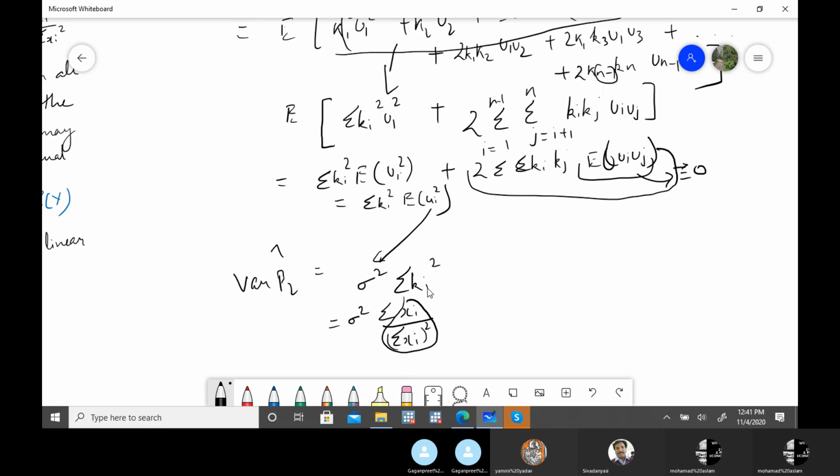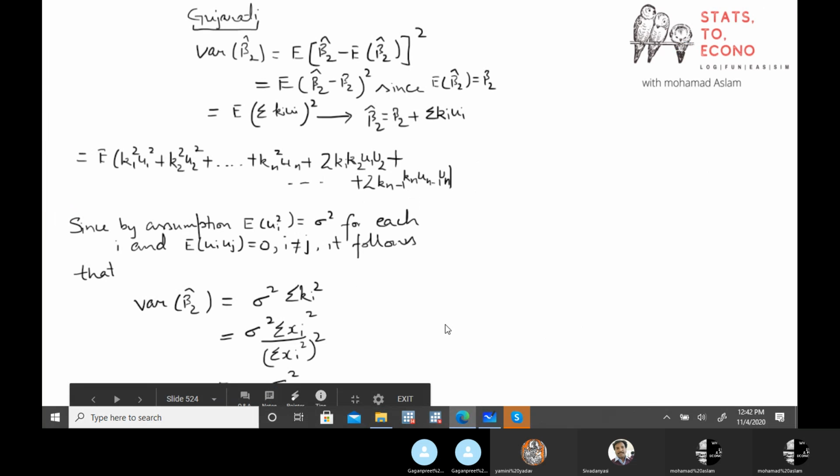And this is the square of this term. So one of the squares gets cancelled out, and we have the value 1 upon summation xi square. This is xi square. So this is the formula for variance of beta 2 hat: sigma square upon summation xi square. This is the last part.